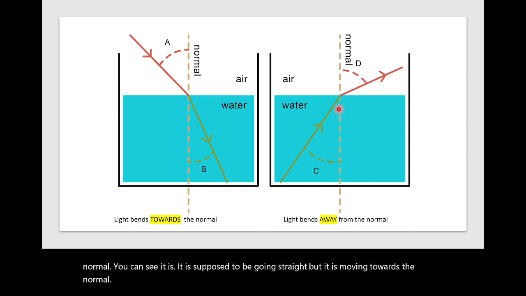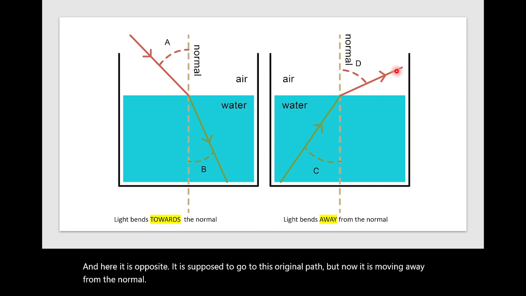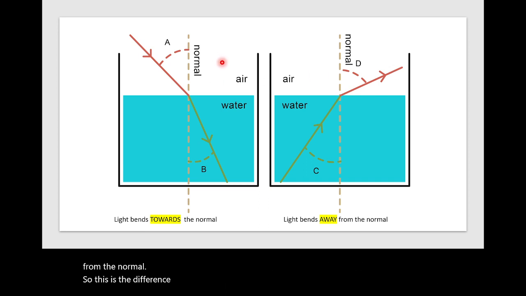And here it is opposite. It is supposed to go along this original path, but no, it is moving away from the normal. So this is the difference. When light enters from rarer to denser, it moves towards the normal. When light enters from denser to rarer, it moves away from the normal.